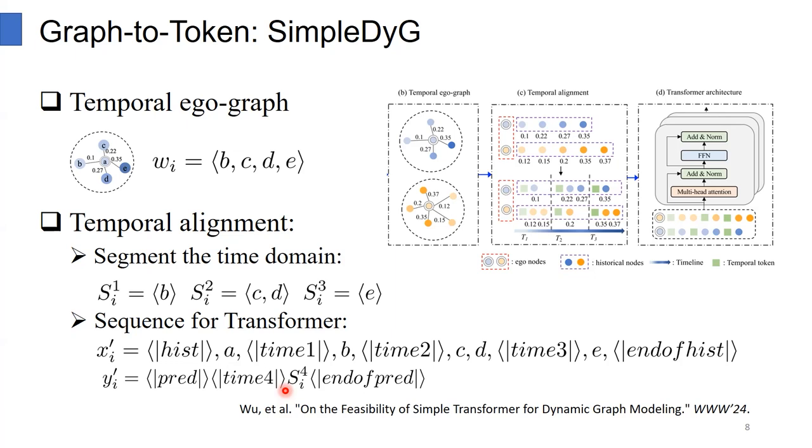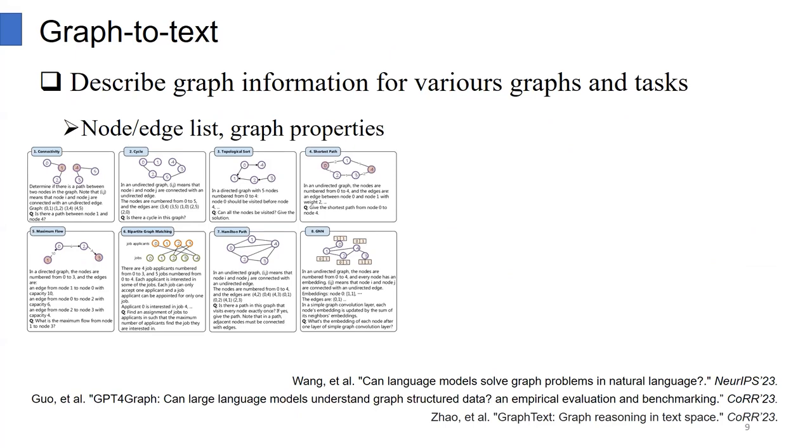So the surprising finding of this paper is that we actually do not need a very complicated design for modeling dynamic and structural information. We can totally use a normal transformer to deal with graph learning. Okay, then we move on to graph-to-text models.